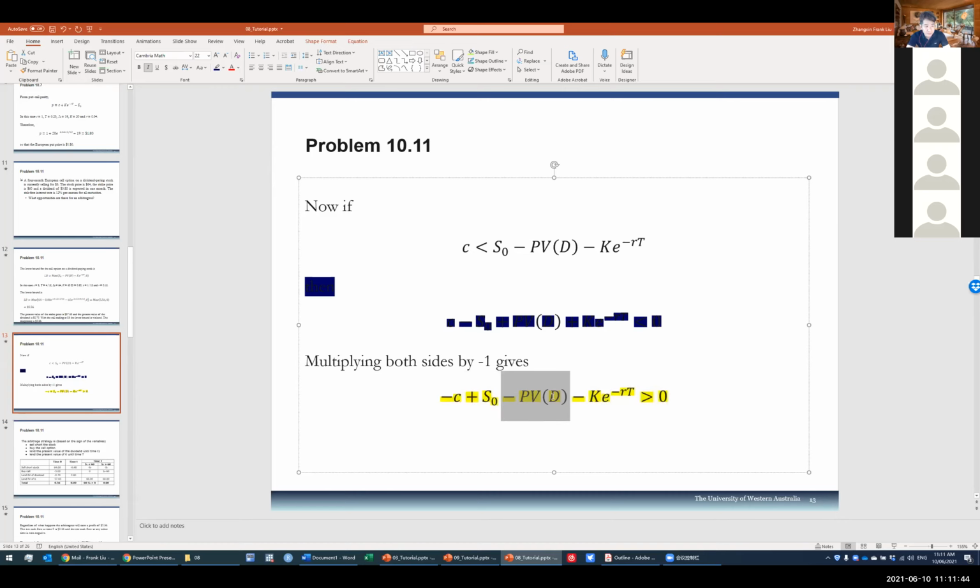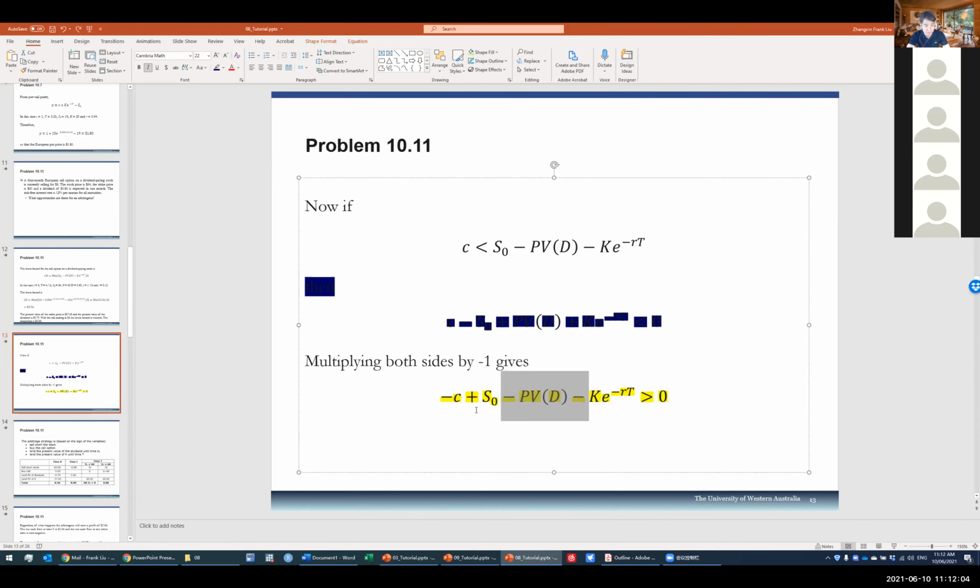And minus PVD, you know, always include a sign in the front. Minus PVD means it's going to be a cash outflow. Minus KE minus RT is going to be a cash outflow. So when there's a cash outflow, that means I'm trying to invest. I'm going to invest that amount.